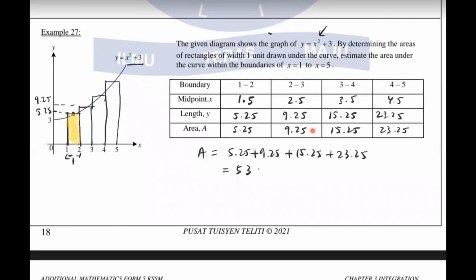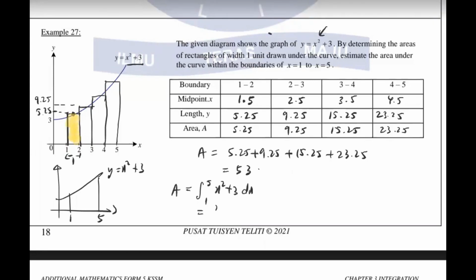Remember I told you this, that if you integrate this function, x squared plus 3, from 1 to 5, you should get x cubed over 3 plus 3x from 1 to 5. When you sub 5 in, you get 125 over 3, and 3 times 5 is 15. Then 1 over 3 plus 3. What would you get? Can you count for me? It's 53 and 1 over 3.